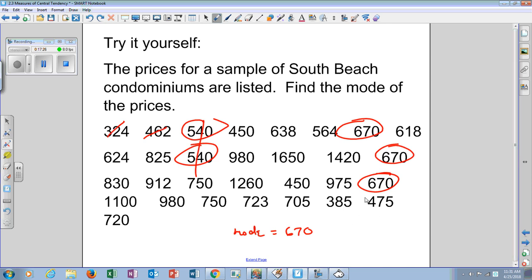Sometimes none of them are going to occur the most. Like they might all be ones, you know? And then you have no mode. That's all.